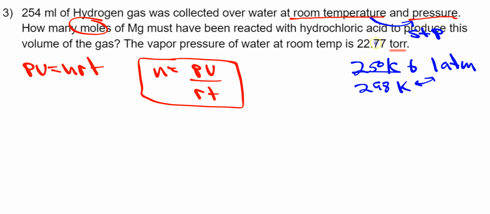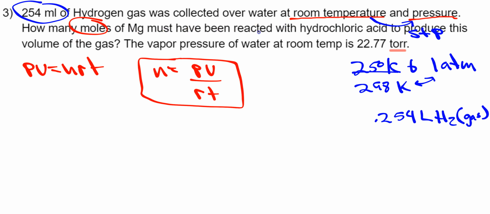All right? So we have the volume right here. That needs to be in liters. So 0.254 liters of hydrogen gas is given off. All right, so here we go. 254 milliliters of hydrogen gas was collected over water at STP.